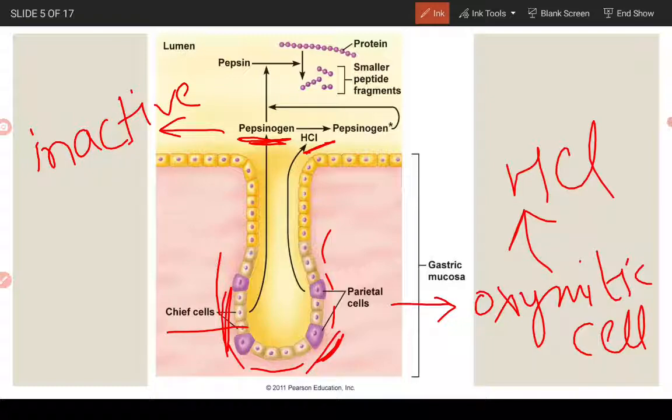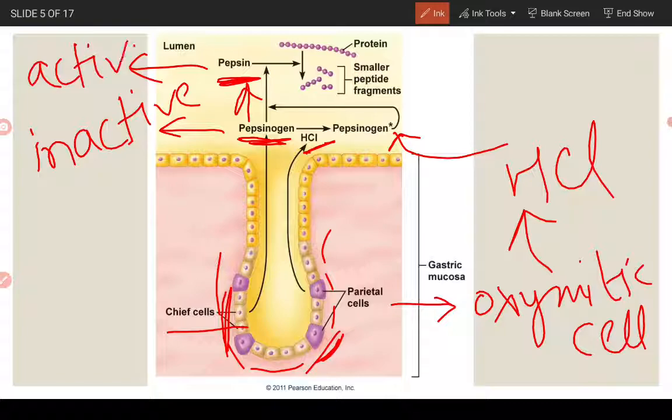This is inactive, and then HCl acts on pepsinogen, and the pepsinogen is converted to pepsin, the active form, by the acid. Then pepsin digests the protein into smaller peptide fragments. This is a whole protein, and the pepsin acts on it and breaks it down into smaller peptide fragments.